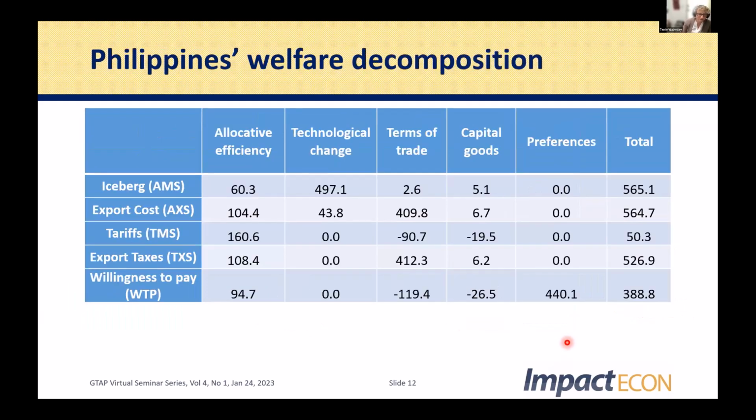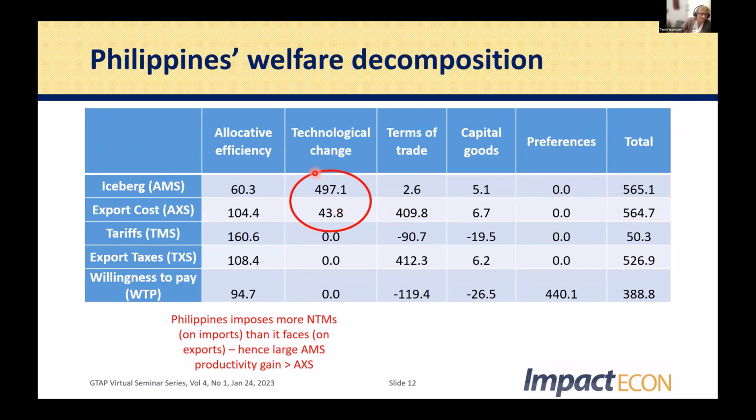In terms of welfare, you see similar things in the technology. The AMS has a large technological change because the Philippines imposes very large NTMs. So you get a large technological change, but because they don't face very large NTMs, their technological change, or productivity gain, which is essentially what this is, is much smaller in the AXS case. The interesting thing, though, is that in terms of total EV, there's very little difference between AMS and AXS, and this occurs pretty much across the board.